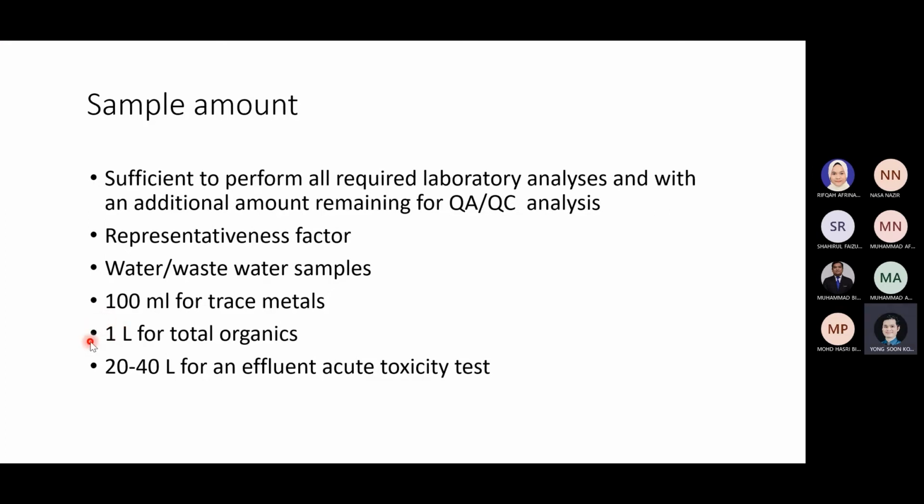So that if you don't have enough, then you extract from a higher volume so that you have enough organic analytes to be detected by the instruments that you have inside the lab. Not all instruments are that sensitive, so you may need a bit more of the sample. And then lastly, 20 to 40 liters for an effluent acute toxicity test.